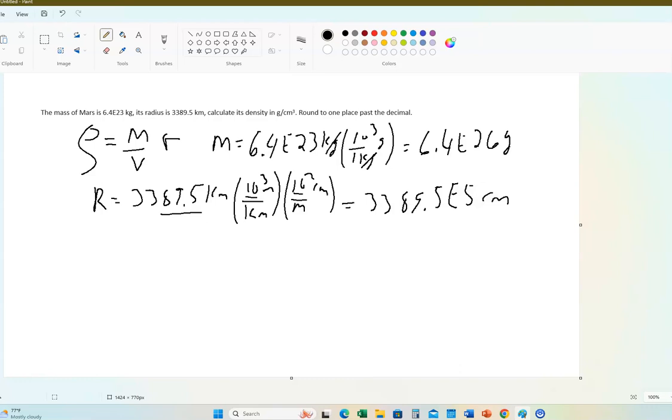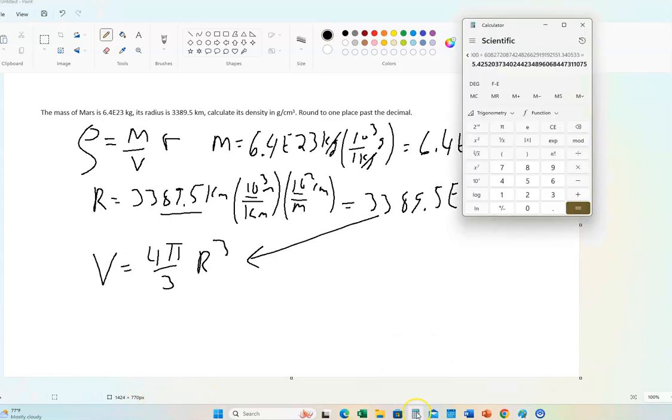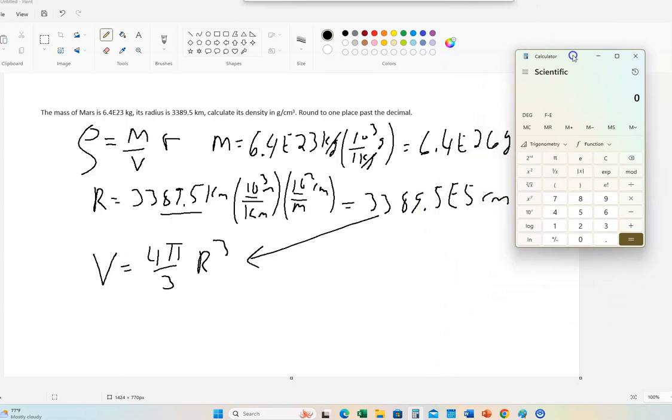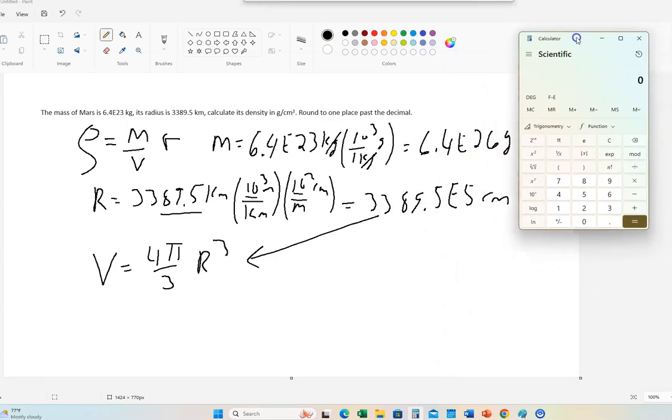All right, so that's the number we're going to use in our volume equation, right? So the volume is 4 pi over 3 times the radius to the third power. And this will be the radius that we use, right? Because the radius has to be in centimeters. All right, so this is very similar to the problem we just did. We just have different numbers, okay? All right, so let's clear that.